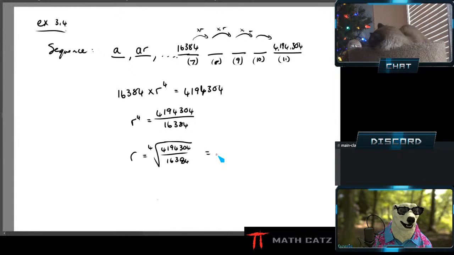And let's see what R is. Now I have to remember my function in MathBot, so let me just try and remember here. Just test it on something small. Okay, the cube root of 8 is 2, so that works. So let's try it on this.